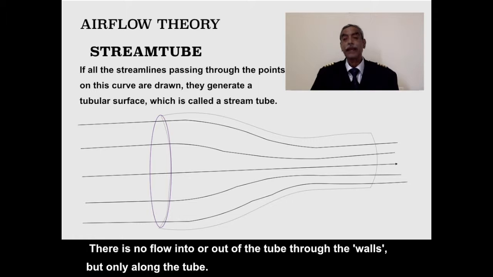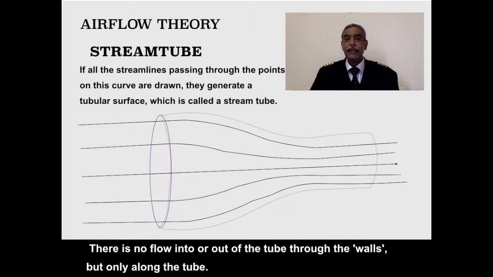in this diagram. Initially on the left, it's a big circle, and thereafter it gradually narrows into a small circle, and the streamlines are passing through this tube. It's an imaginary tube. It's the path followed by a group or set of streamlines.